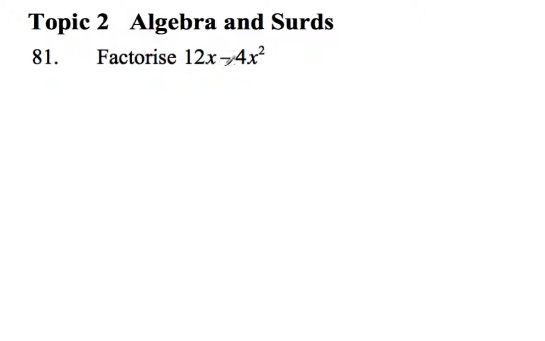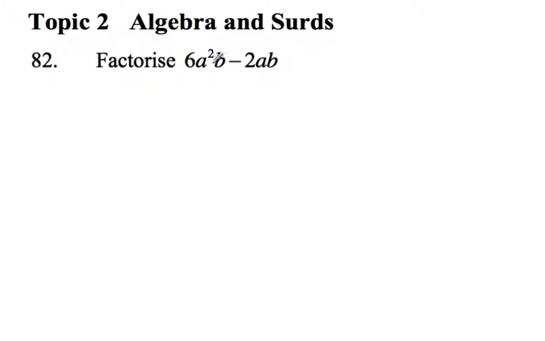Here we have a number and a letter that's common. The biggest number that's common there is 4. And there's an x that's common to both terms as well. So we'll take that out the front. We'll need to multiply 4x by 3 to make 12x. And we'd need to multiply 4x by minus x to make minus 4x squared.